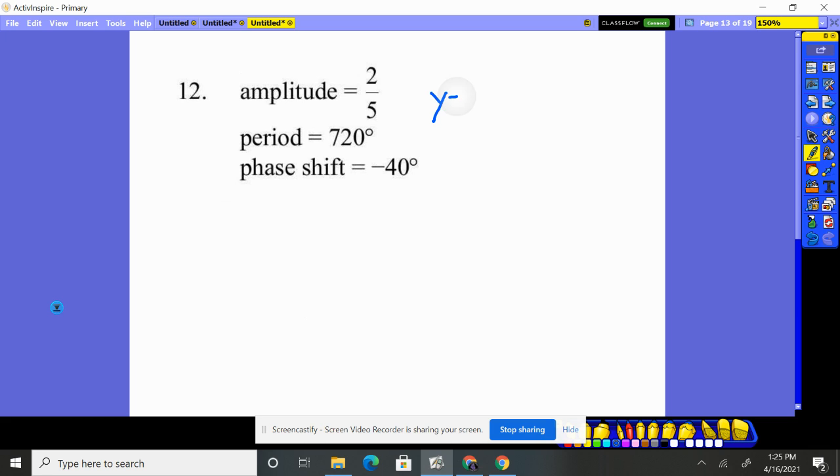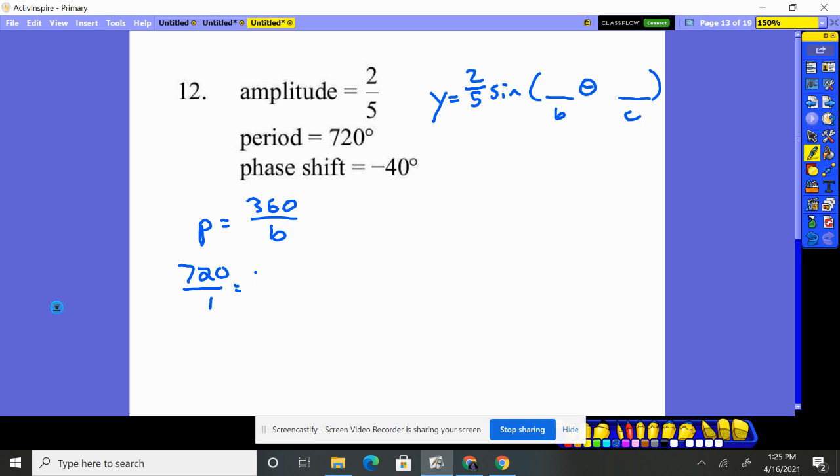Number 12: y equals 2/5 sine of something here, theta, and then here is going to be my c value. There's my b value. We know the period is 720. It actually stretched out further. I can see it's a half, but let's see how I know that. I know the period is 360 divided by the b value. It says the period is 720, so 360 over b, cross multiply. 720b is 360. Divide by 720 and you get a half here.